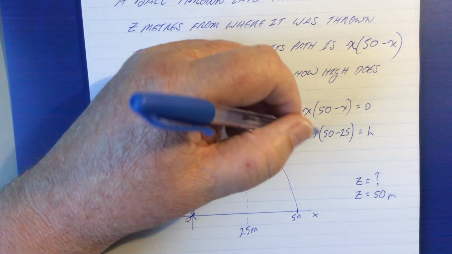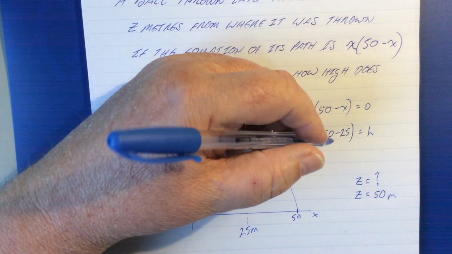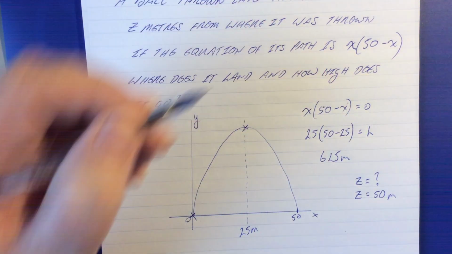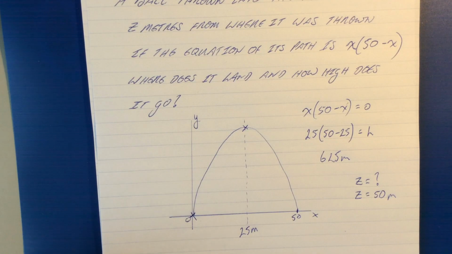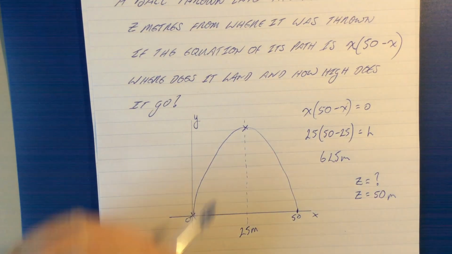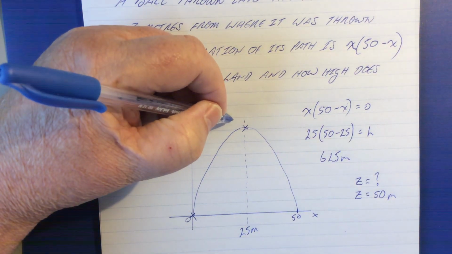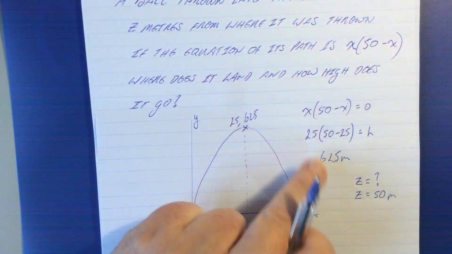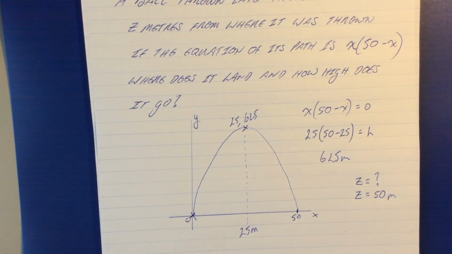So that's 25 times 25. 50 minus 25 is 25. That is 625 meters. Is this thing a rocket? I don't think it's a ball. I think it's a rocket. This point up here is 25, 625. 25 times 25 gives us that.